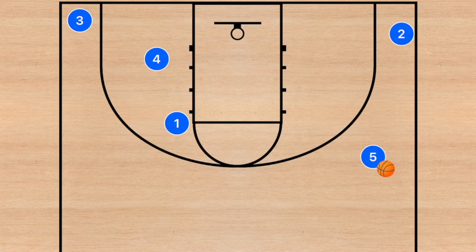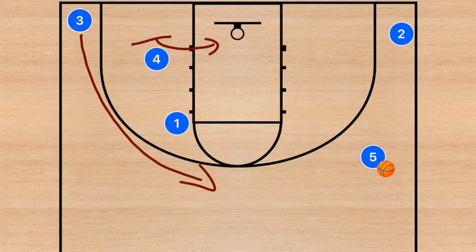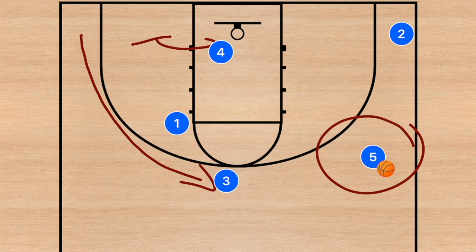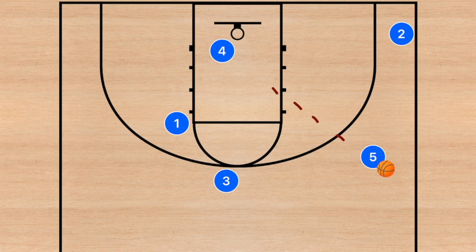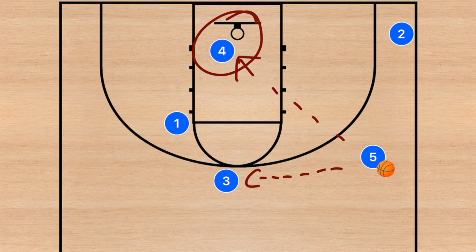Once that staggered screen is set, we're going to have player 3 pop off and player 4 roll to the basket. The reason why this is so deadly is because now player 5 has multiple different options. He has players 4 as well as player 3 as options to pass to. He can also pass to 3. And if he passes to 4, that's a layup. And if he passes to 3, that's a 3-point shot.